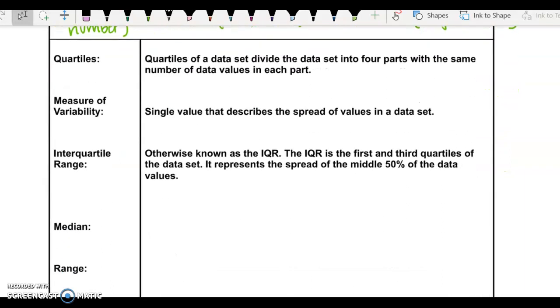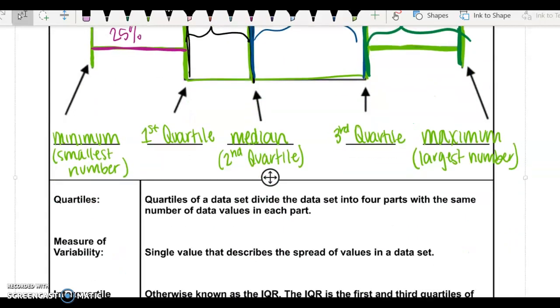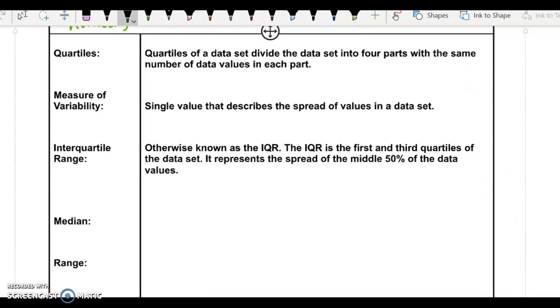So, quartiles of a data set divide the data set into 4 parts with the same number of data values in each part, which we said has 25% of each of our data points within it. The measure of variability is a single value that describes the spread of the values in our data set. The interquartile range, otherwise known as the IQR, is the first and third quartiles of the data set, and it represents the spread of the middle 50%.